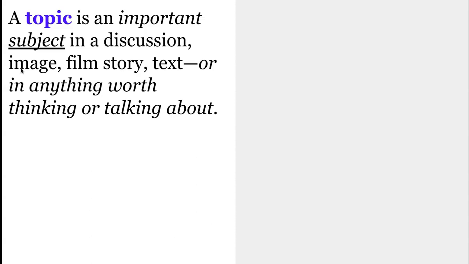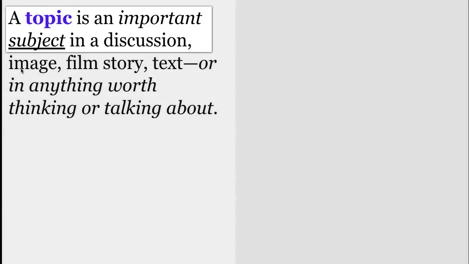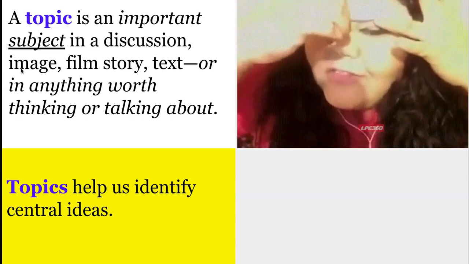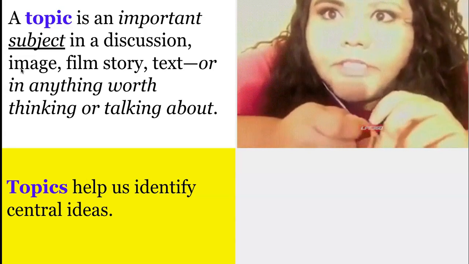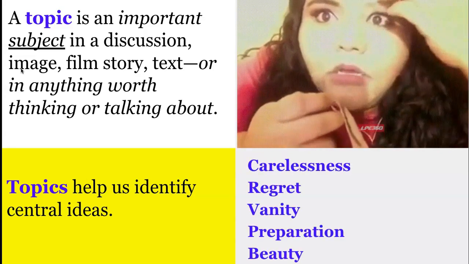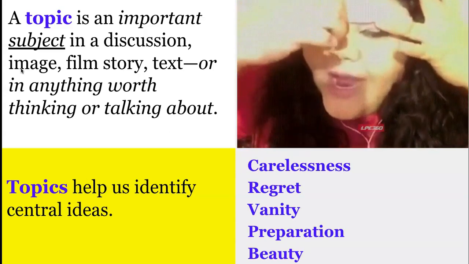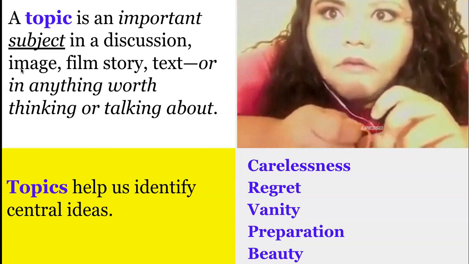As you remember from last week, a topic is an important subject in a discussion, an image, a film, or a story, basically anything worth thinking or talking about. And topics help us identify central ideas. So from the example last week with the girl who pulls her eyebrow off, we came up with some topics: carelessness, regret, vanity, preparation, beauty. These are all good topics for this GIF.